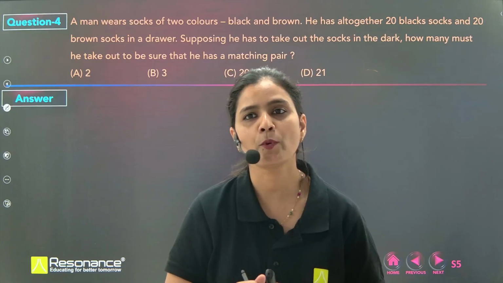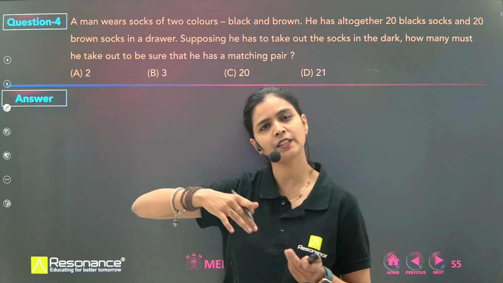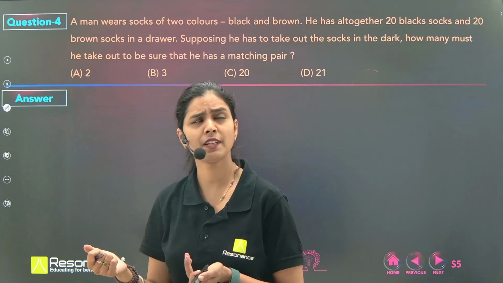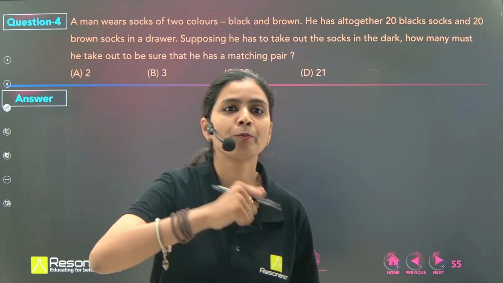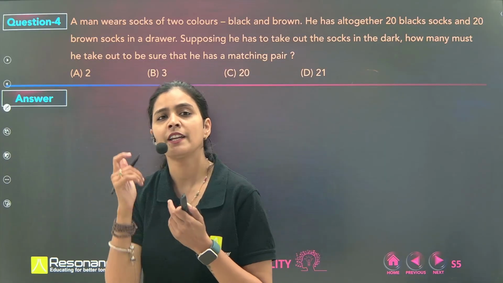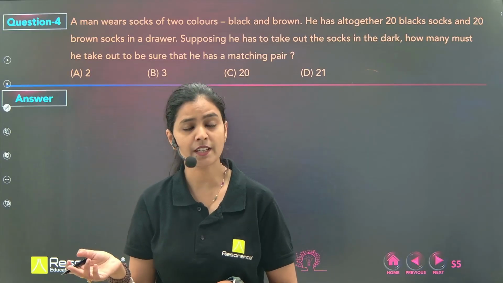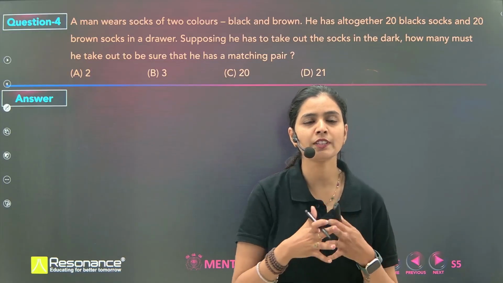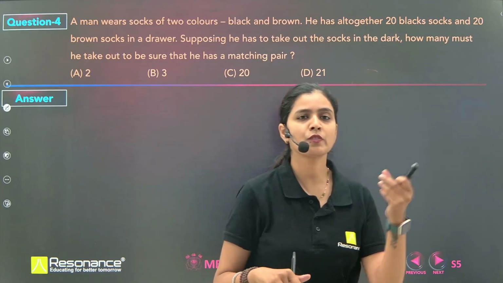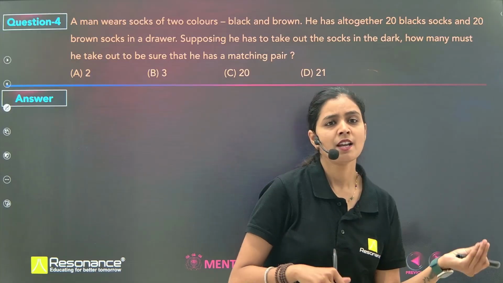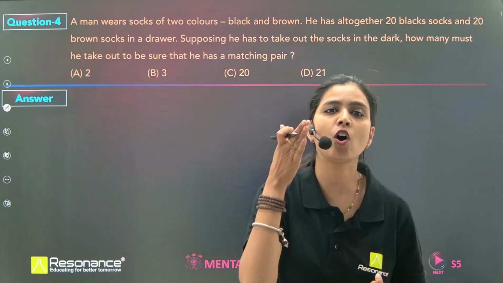Let us suppose the first one he takes out is black. If the second one is also black, he needed only 2 attempts, but we will go for the worst situation. In the worst case, in the second chance he will not get the matching pair. So the first one was black, the second one was brown. Now the third one has to be either black or brown.